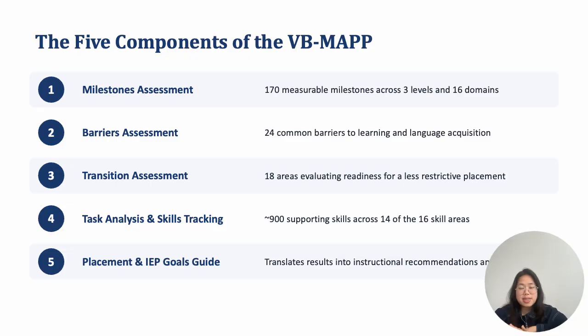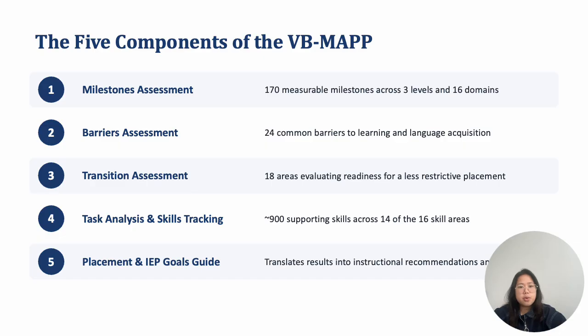So the full VB-MAPP system is made up of 5 components that work together. The first one is the Milestones assessment, the core scales inventory. It has 170 measurable milestones across 3 levels and 16 domains. The next one is barriers. It identifies 24 common barriers that can interfere with learning and language acquisition. And the third one is the transition assessment. It evaluates 18 areas related to a learner's readiness for a less restrictive placement.